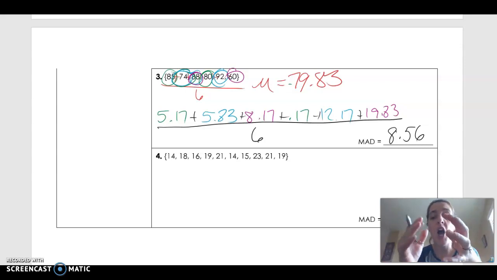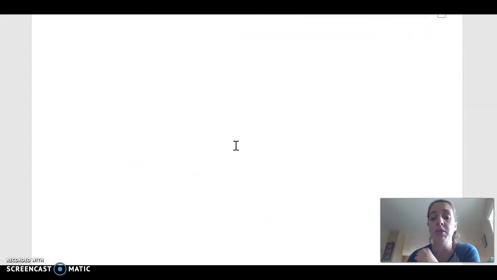So that tells me that on average, each data point is 8.56 points away from the mean value that we're looking at, the mean right in the middle. Okay, so we're kind of finding the mean of things twice. That's really what we're doing for the mean absolute deviation. So here's another example that I want you to go ahead and try, and I will definitely post the answers for you.